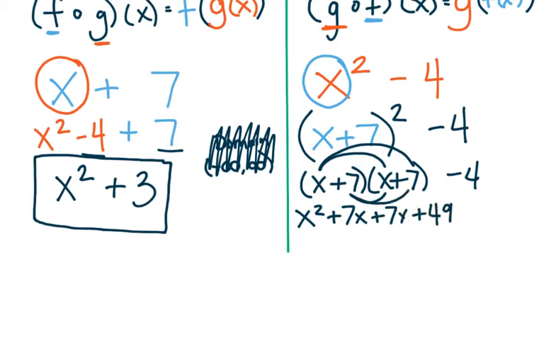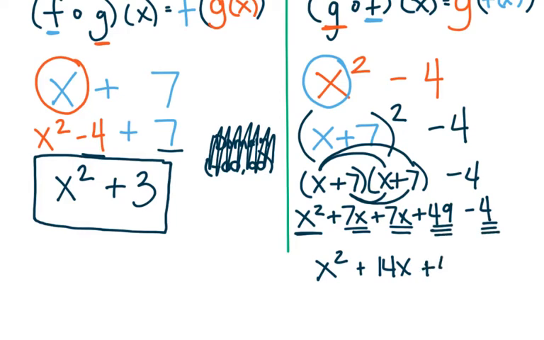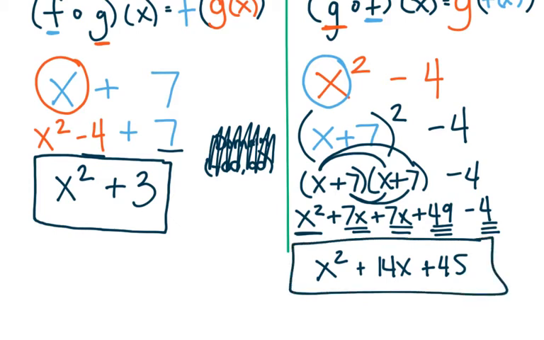I'm going to bring down the minus 4. Now I'm just going to get my like terms together. There's nothing I can add to x squared. Then I have 7x and 7x. If I add those two together, I get 14x. And I have positive 49 and negative 4. When I add those together, I get 45. That's my final answer. You're putting one function inside of another function.